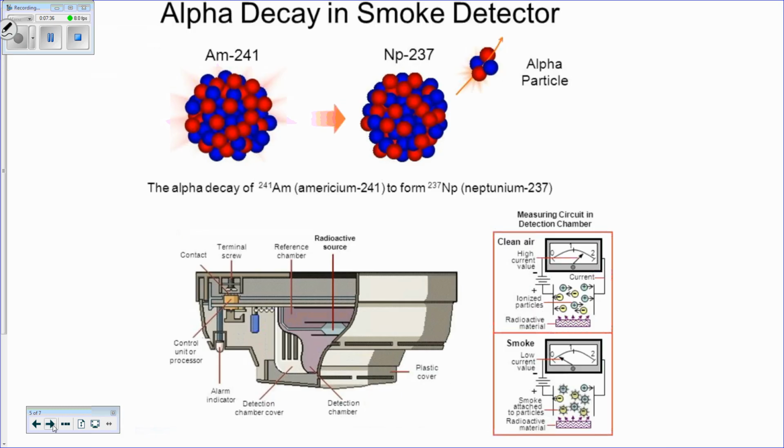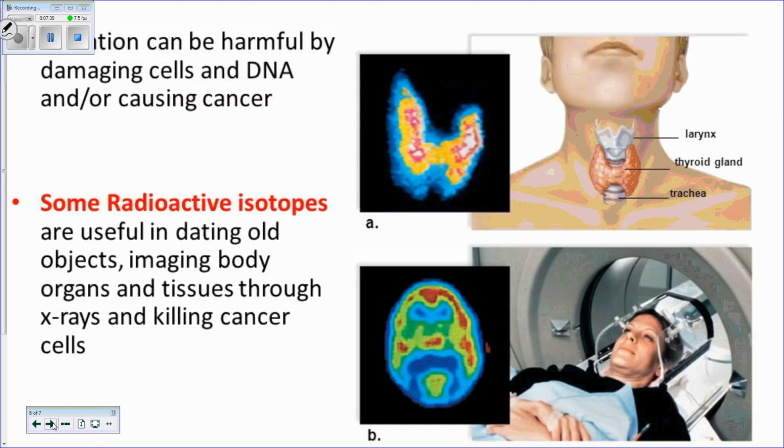I'm going to put up this screen that I have here. So basically, radiation can be very harmful because it does damage cells and changes the DNA, which often causes cancer. But it also can help me, because some radioactive isotopes are useful. They date old objects, they image body organs, so you can see in A and B I have images of a thyroid gland and of a brain. And I'm going to look at those organs and tissues.